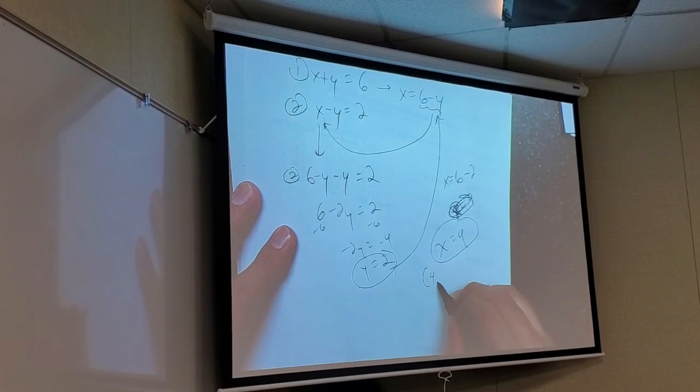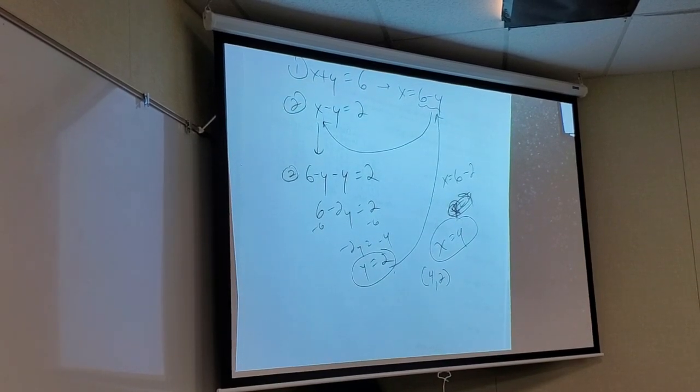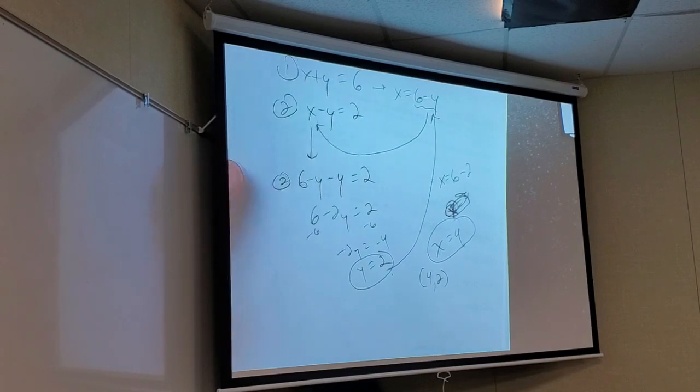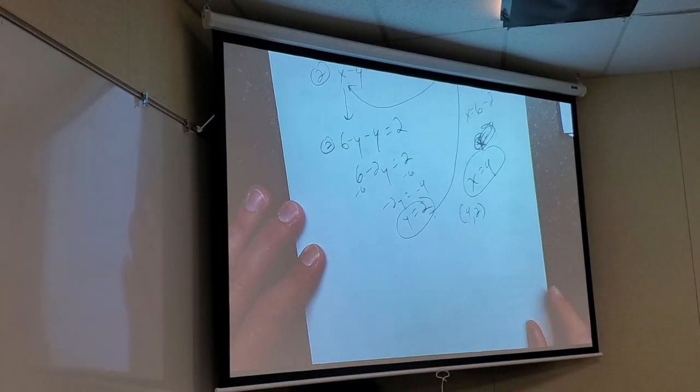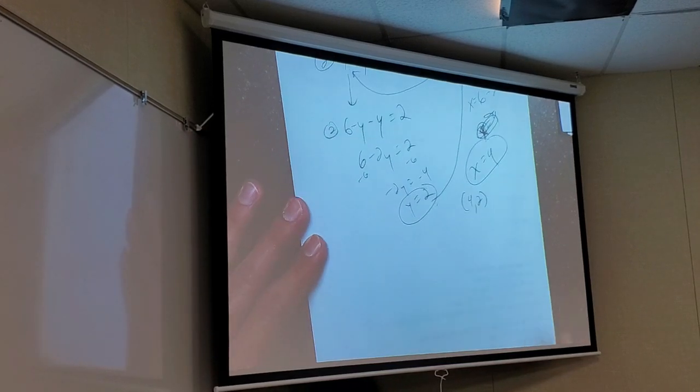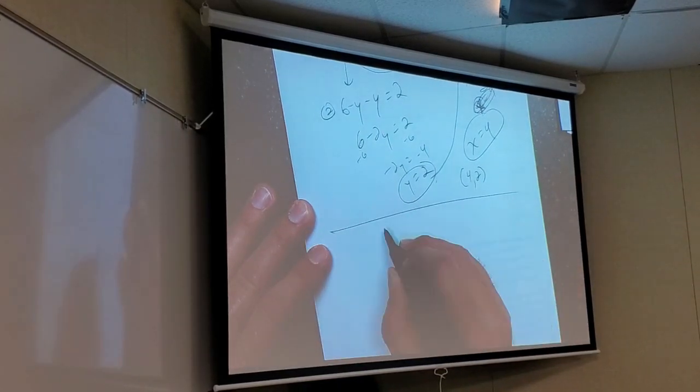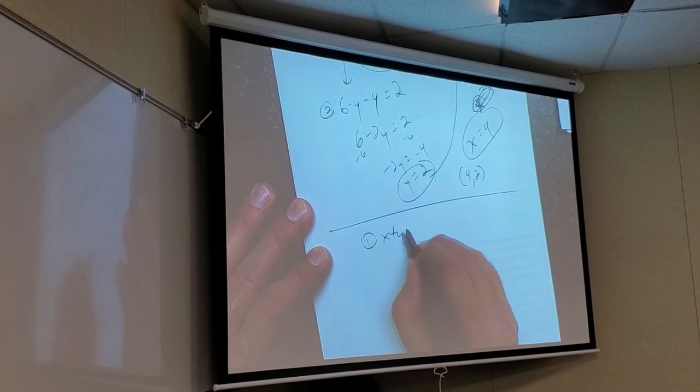So the point we got before was 4, 2. Same answer, right? Does someone know another method? Because the substitution method quickly becomes not the preferred way to do things, especially when we get 3 variables. Say again? Elimination.